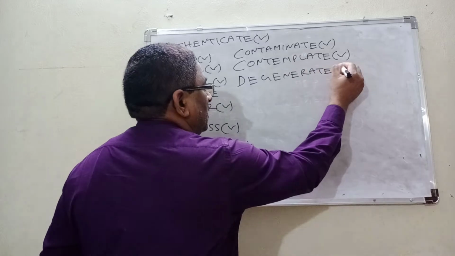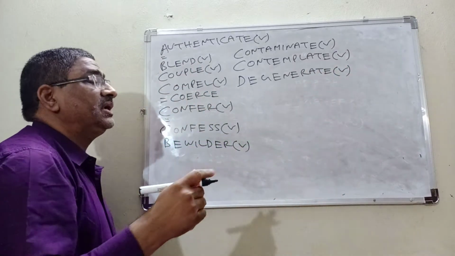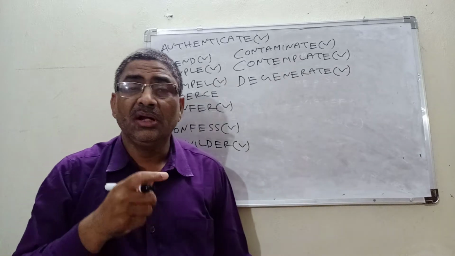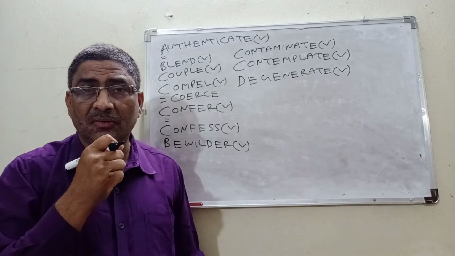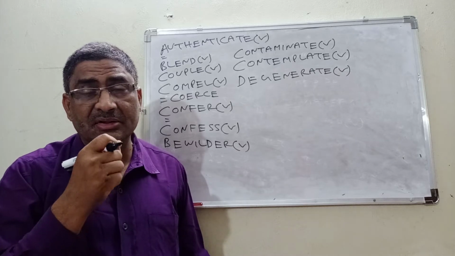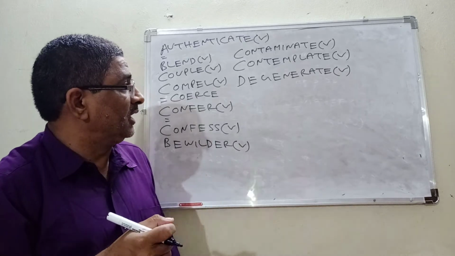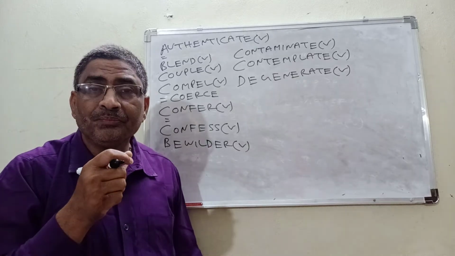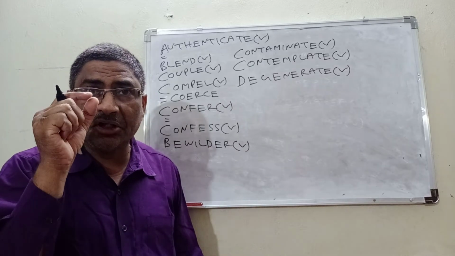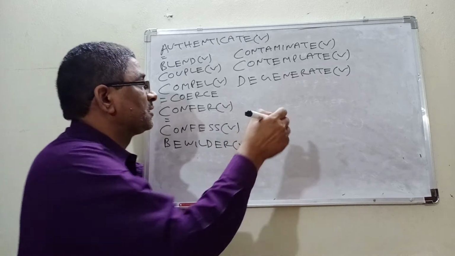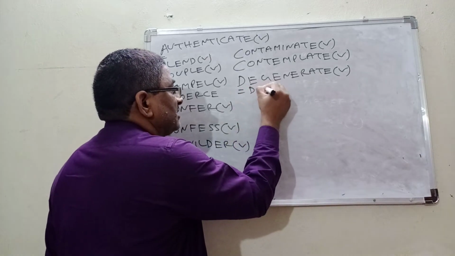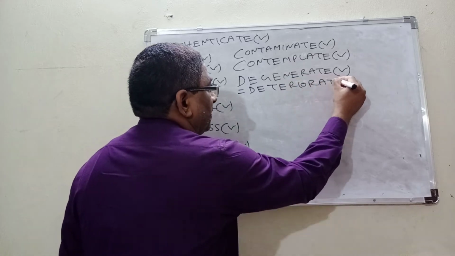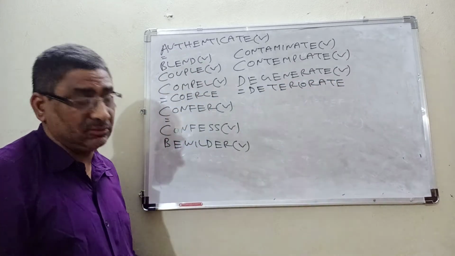I can say degenerate. Degenerate means to reduce the quality and the standard. I can say that ever since the mother tongue was introduced as a medium of instruction in schools and colleges, it must be frankly admitted that the standard of English in India has degenerated. Degenerate, to reduce the standard and quality, is called degenerate. It has got one important synonym. I can say deteriorate. Deteriorate, right? To reduce the standard and quality.